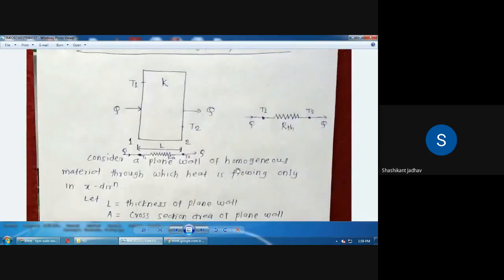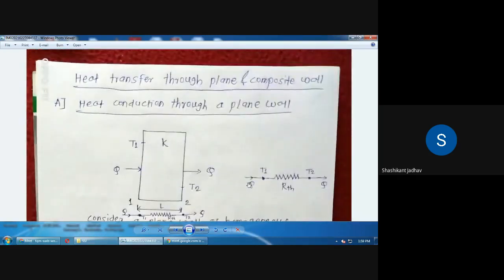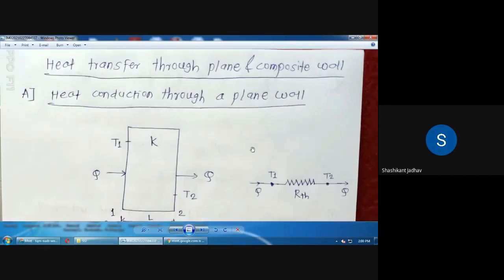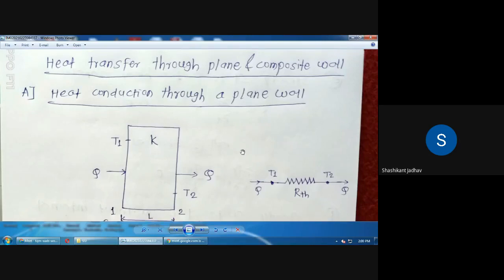Now today we have to write down the next derivation. Write down heat transfer through plain and composite wall.